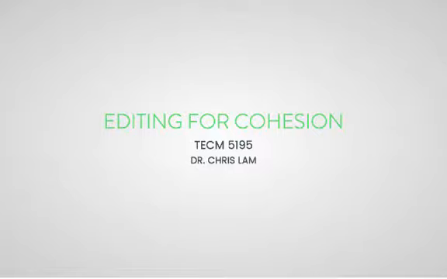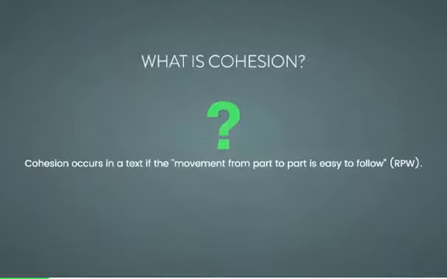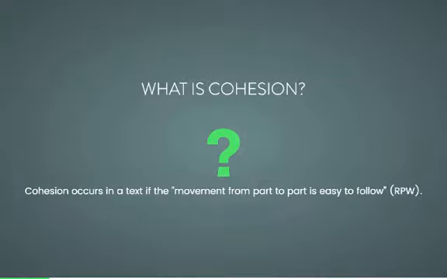Today we're going to be talking about editing for cohesion, in the larger context of editing for organization and organizing documents. A lot of this content will come from Revising Professional Writing, Chapter 8. So what is cohesion? Cohesion occurs in a text if the movement from part to part is easy to follow. That's the formal definition.